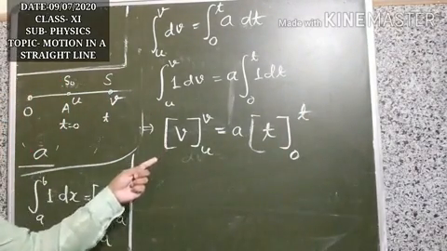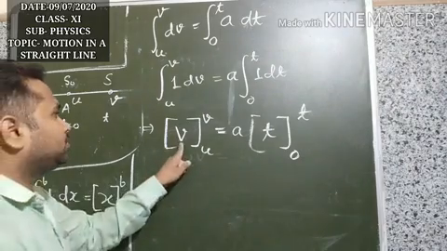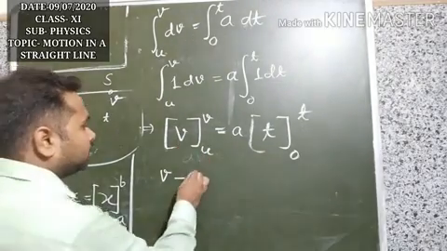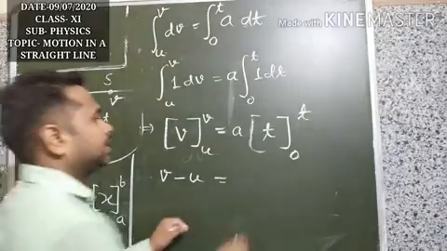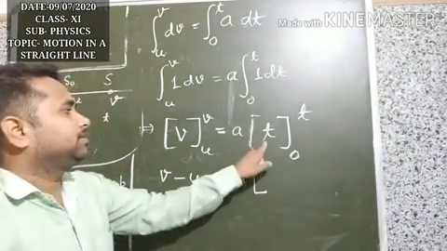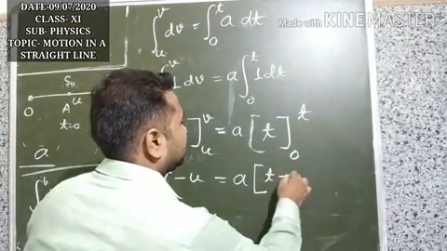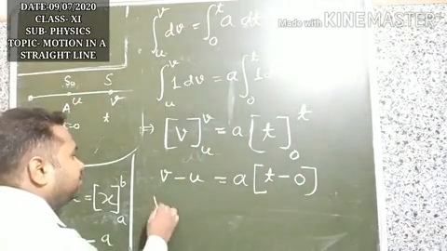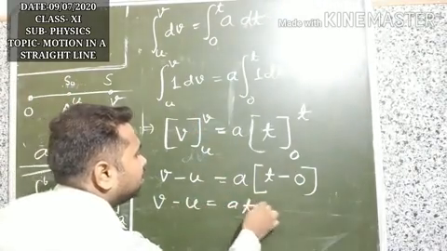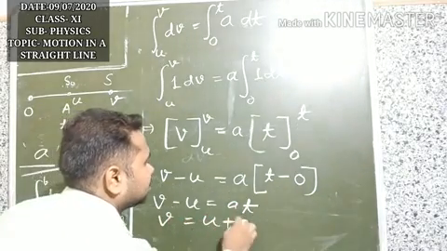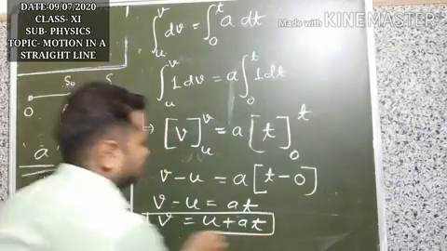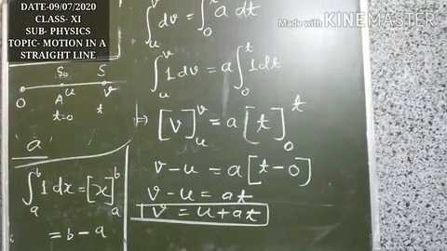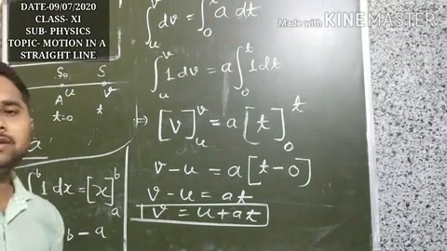So how to apply the limits here? Upper limit minus lower limit. V is replaced by v first, so it is v minus, v is replaced by u, then v minus u. On this side, a, t is replaced by t first, so it is t, minus t is replaced by 0, the lower limit, so it is 0. Finally, v minus u equals at, or v is equal to u plus at. This is the first equation of motion. This is the first equation of motion derived by the calculus method.